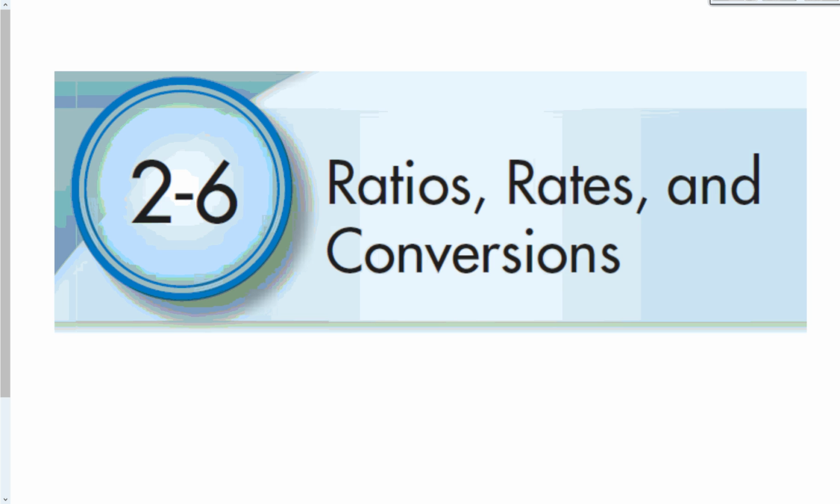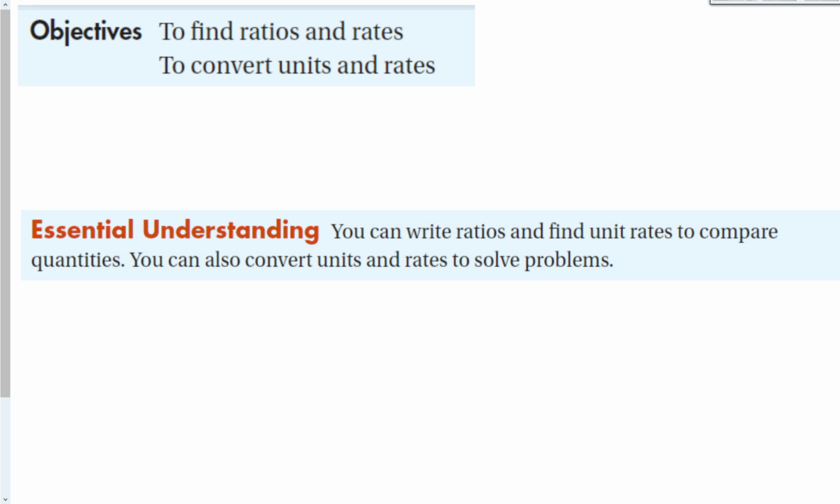2-6, ratios, rates, and conversions. So our objective for this section is to find ratios and rates, and to convert units and rates. And our essential understanding is that we can write ratios and find unit rates to compare quantities. We can also convert units and rates to solve problems.